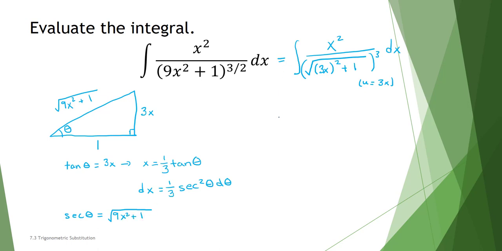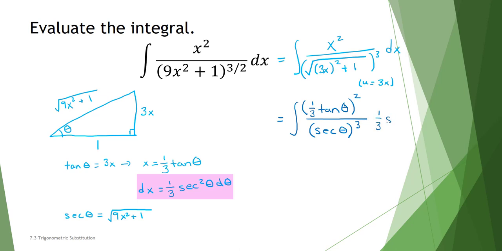Now we can substitute into our integral. The x on the top of this fraction turns into 1/3 tangent theta. Because x is squared, all of that is squared. The radical on the bottom of this fraction is secant of theta, and that is raised to the 3rd power. And the dx is replaced by 1/3 secant squared theta d theta.